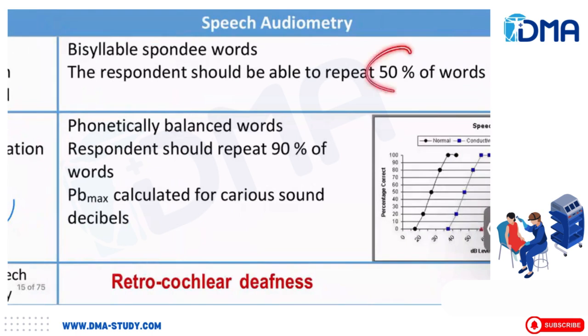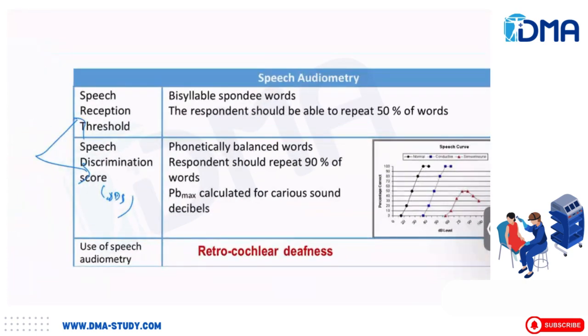Very, very important. I'm giving 10 words and the patient says 5 words. His hearing is normal. So 50% of the words able to repeat, hearing is normal. The second one is the upgraded version, speech discrimination score. They give phonetically balanced words like Malayalam.